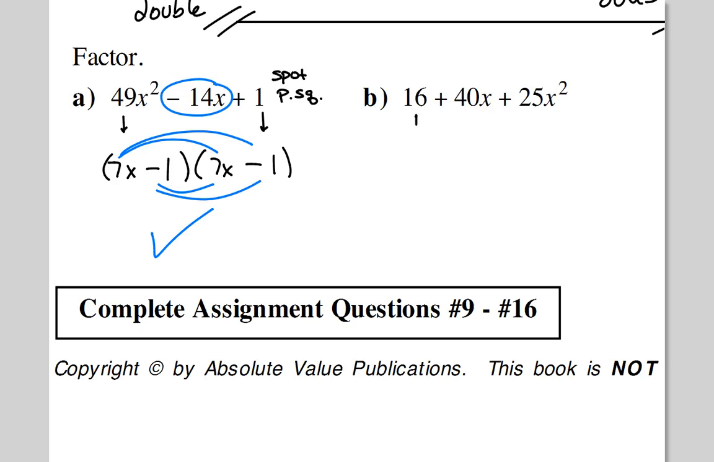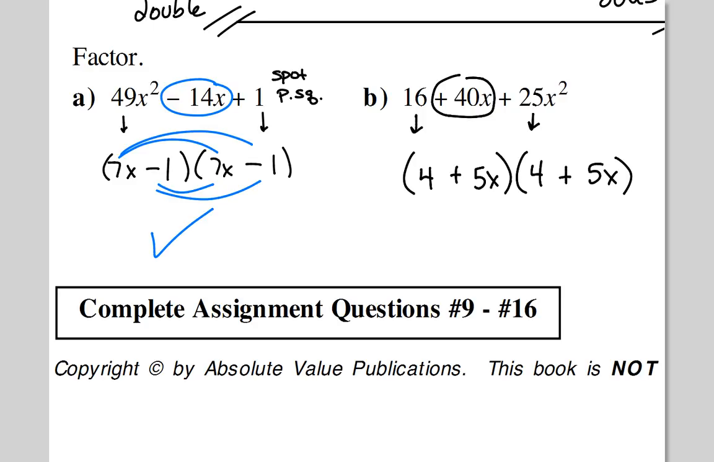Okay, let's see if this one will work. 16 obviously would become 4, and 25 would become 5x. Repeat that. Is the middle term positive or negative? Okay, so these have to be positive. And then just double check. 4 by 4 is 16. Now the outer and the inner, it's going to be a 20x plus another 20x, so good. And then the last one is good.